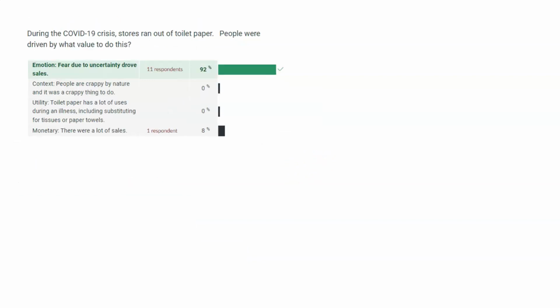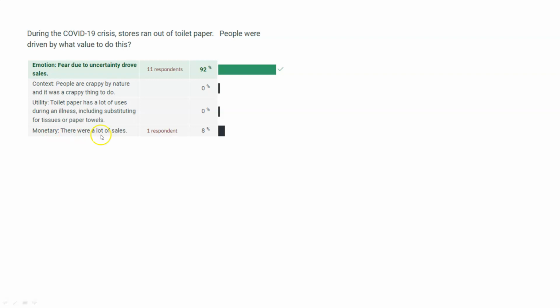Last question. During the COVID-19 crisis, stores ran out of toilet paper. People were driven by what value to do this? And a lot of you realized that people were just scared to death that they were going to run out of toilet paper, and so they made a run on it, which was absolutely ridiculous. But the thing is, you see other people grabbing for toilet paper, and you think, oh, I better get some too before it all runs out, and so it just multiplies on itself.